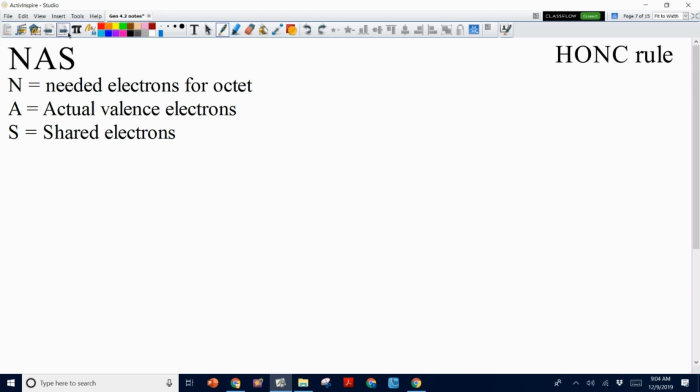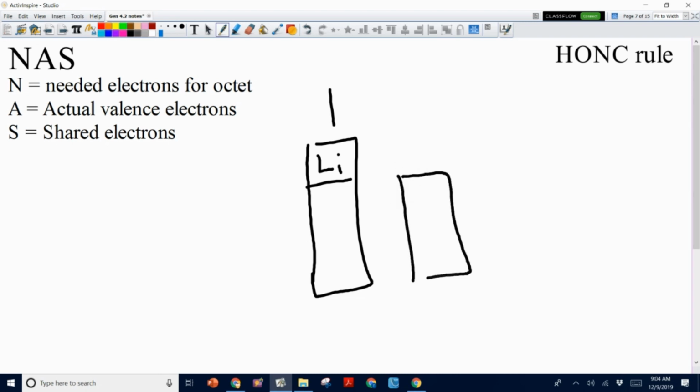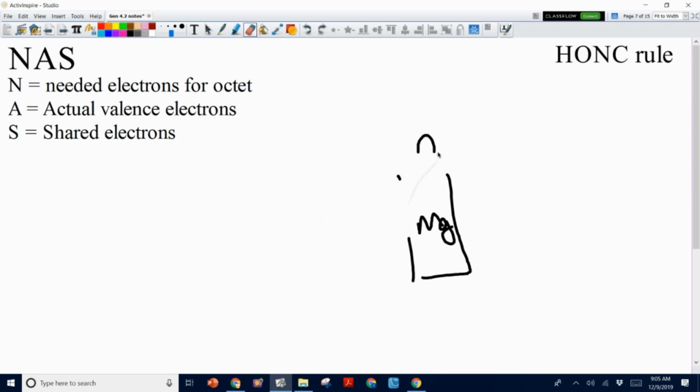The A in NAS stands for the actual valence electrons. Remember, we get the valence electrons by looking to see what group the element is in. For example, lithium is in group 1, so it has 1 valence electron. Magnesium is in group 2, so it has 2 valence electrons. So you have to look at your periodic table. And the S in NAS stands for shared electrons. I'm going to show you in just a moment how to figure out how many are shared.